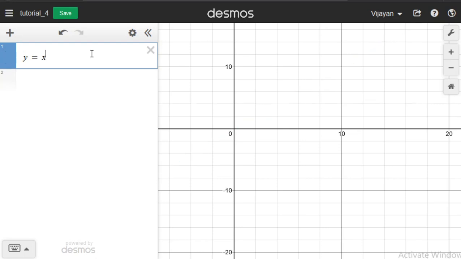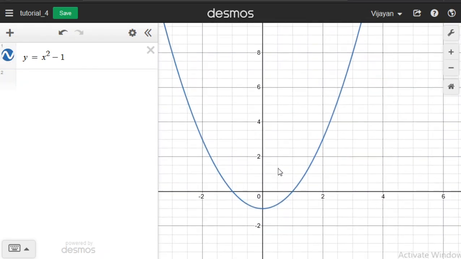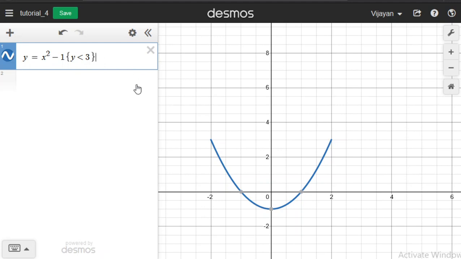parabola y is equal to x square minus 1. This is a parabola. Let me zoom in. Now suppose in this parabola I want to see only those parts of the graph in which y is less than 3. So I am writing the condition in curly braces. This condition is a kind of restriction that restricts the graph such that when y is less than 3, then only this graph will be displayed for those points only.